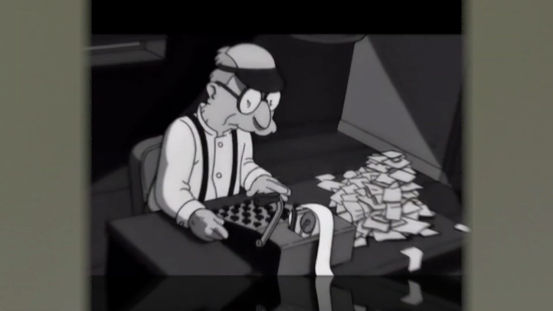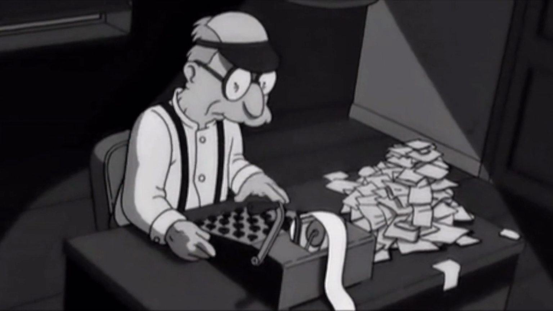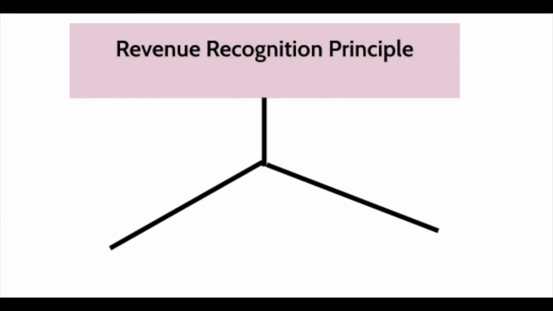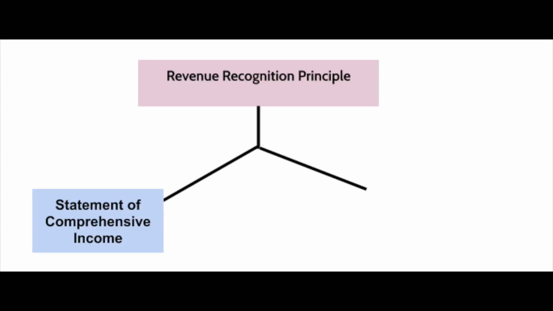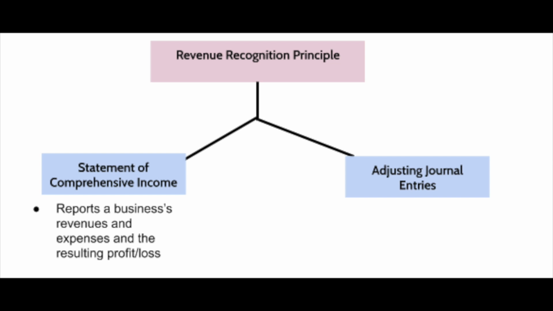So, now that we know what the revenue recognition principle is, you may be thinking, when do we use this principle in accounting? Well, the revenue recognition principle is used when constructing the statement of comprehensive income, also known as the income statement, which reports the revenues and expenses for a business and the resulting profit or loss. The revenue recognition principle is also used when adjusting journal entries, which are accrual-based.